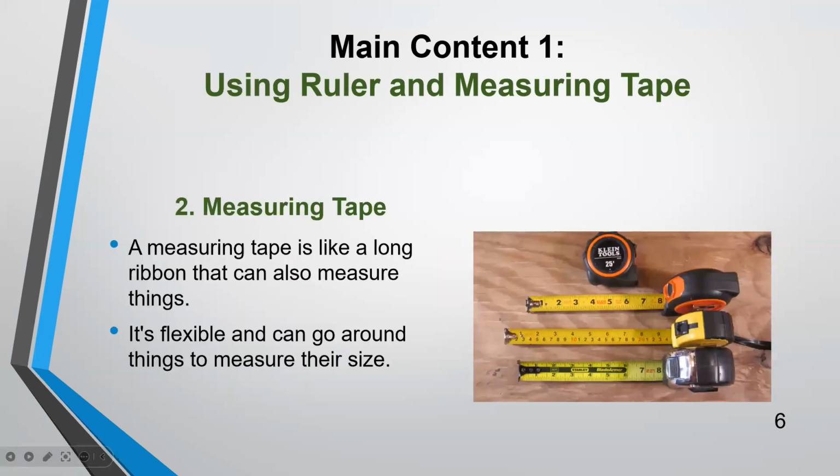Next, we'll go to the measuring tape. It's just like a long ribbon. It can also measure things. It's more flexible because it can go around things to measure the size.